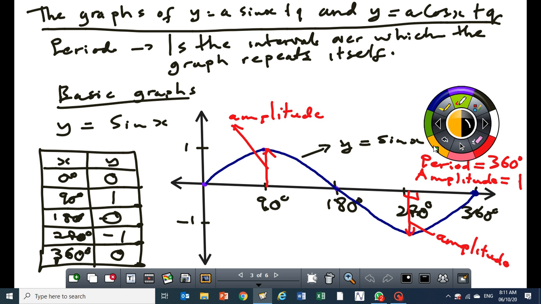So any sine graph that you are going to encounter going forward originates from playing around with that one, y equal to sine x. So we just move this graph up or down. That's all. Now for us to carry on, we need to draw a table of values.